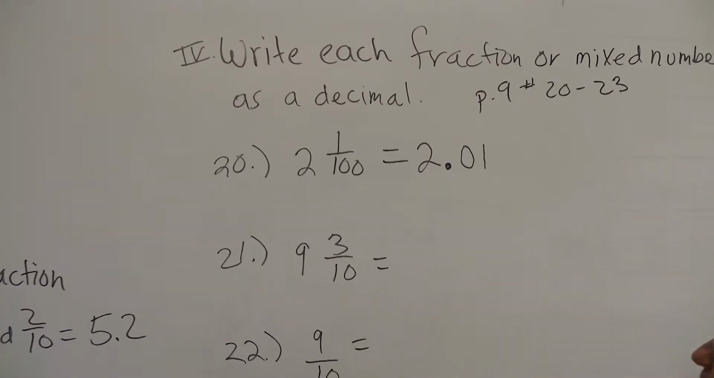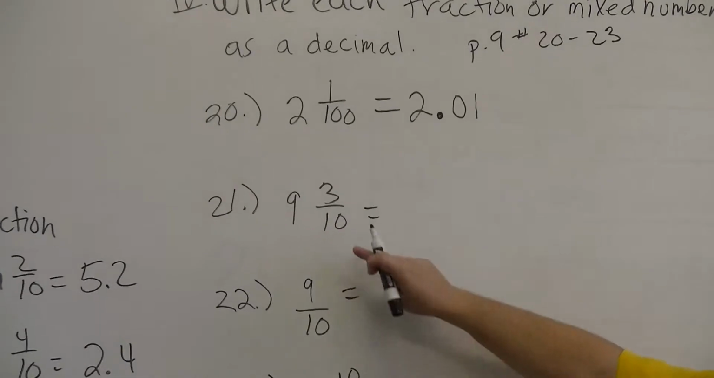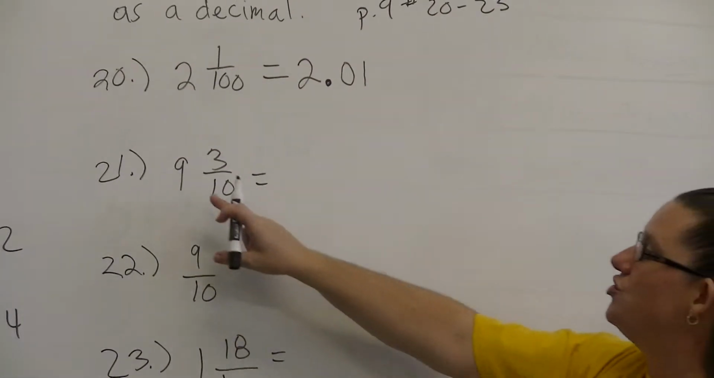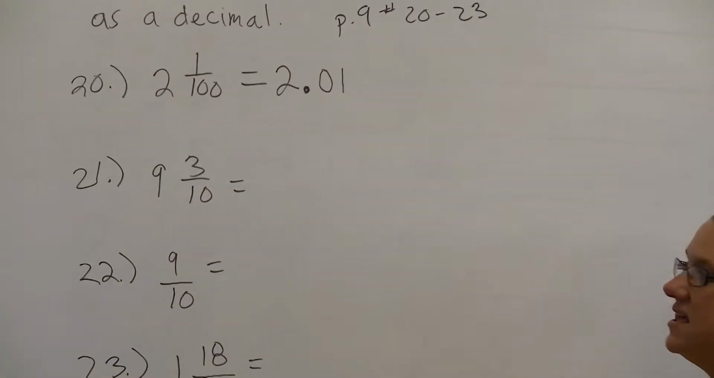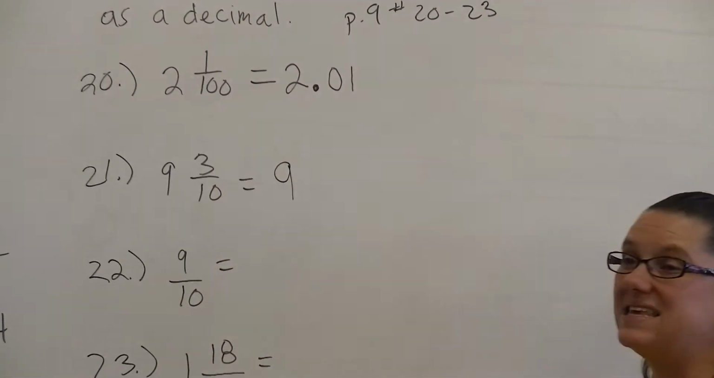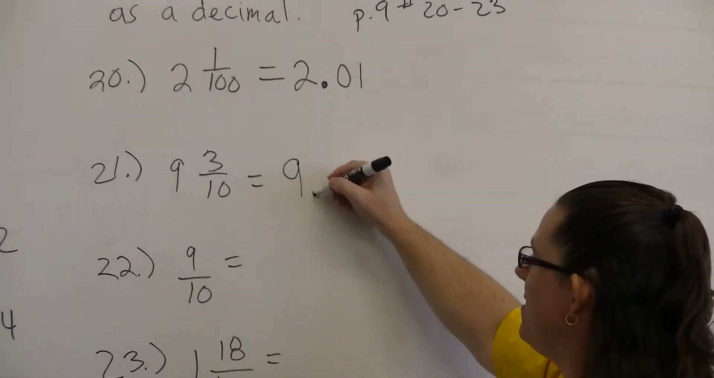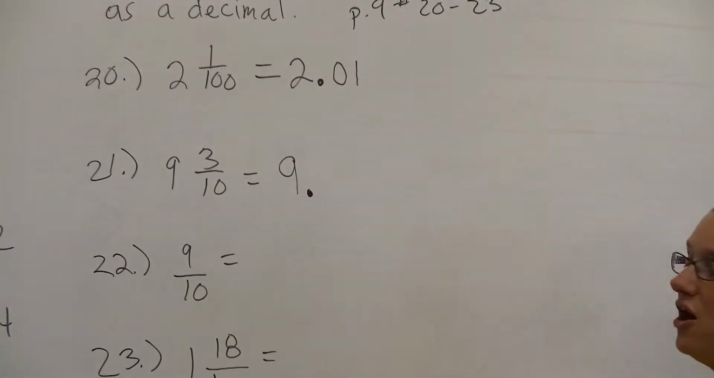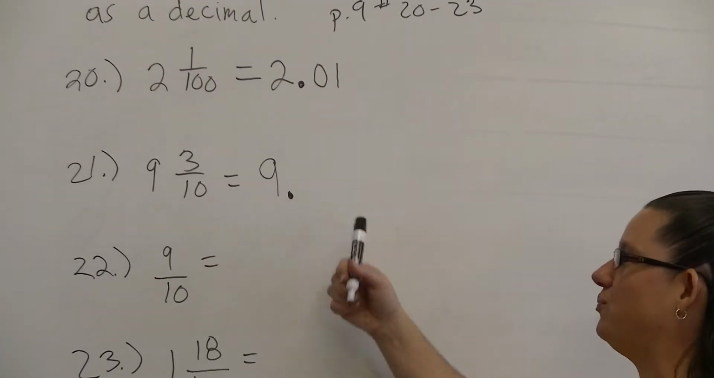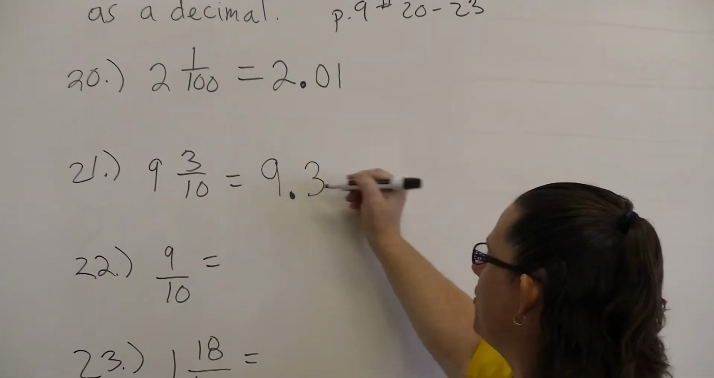All right, good job. Number 21, again they gave me a mixed number, and I need to change it to a decimal. So 9 and 3/10. Again, 9 is my whole number, so it's going to go first. Then I said and, so now I know I need to put my decimal in there. And then how do I write 3/10 as a decimal? I know tenths is the first place to the right, so now I just have to put 3 in there.